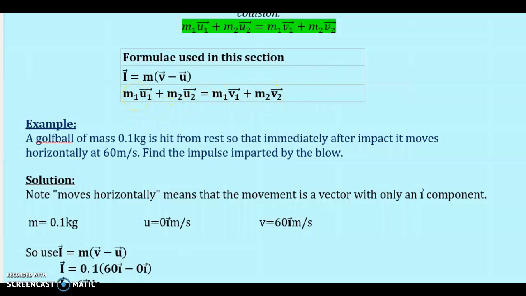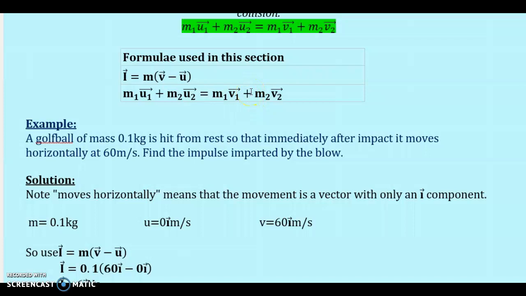The mass of the first object times its initial velocity plus the mass of the second object times its initial velocity is equal to the mass of the first object times its final velocity plus the mass of the second object times its final velocity. Okay, when you see it in place, you'll understand it.